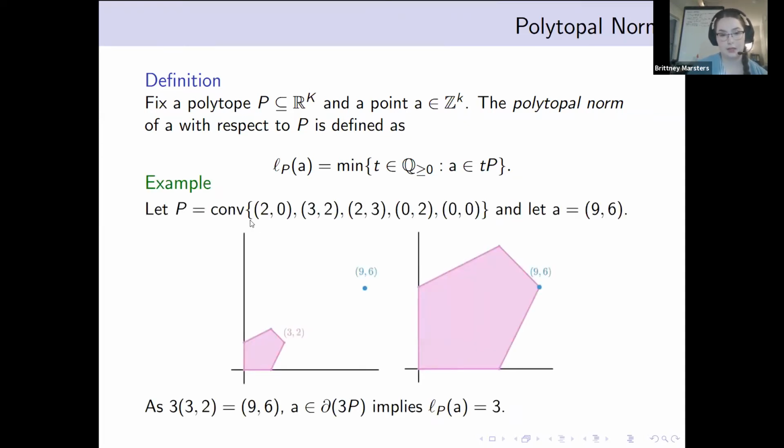So if we consider the polytope, which is just the convex hull of this subset of points denoted below, and we consider the integer point (9, 6), then the polytopal norm value of (9, 6), as it's just 3 times a scaled up vertex, is nicely just 3. All right.